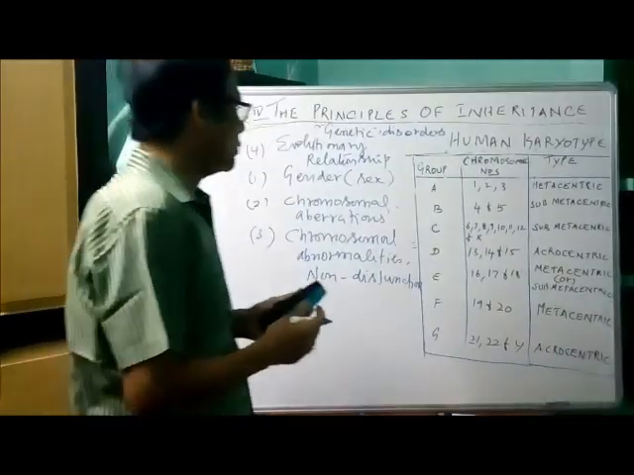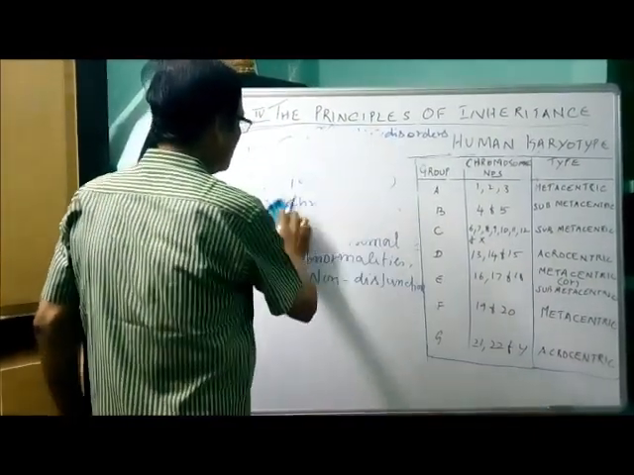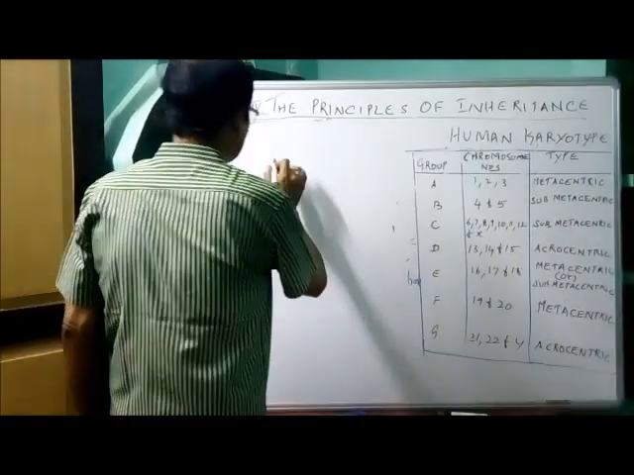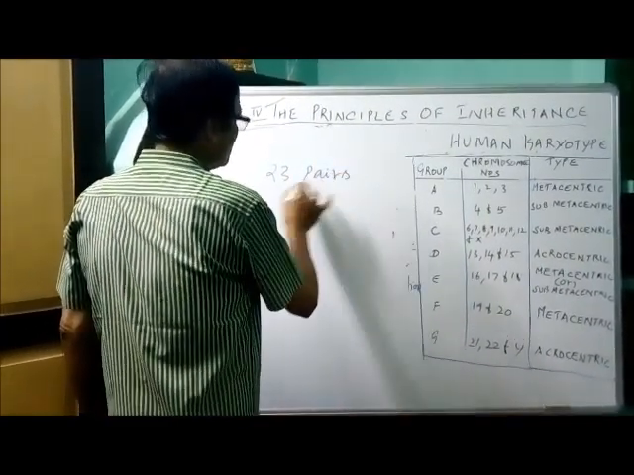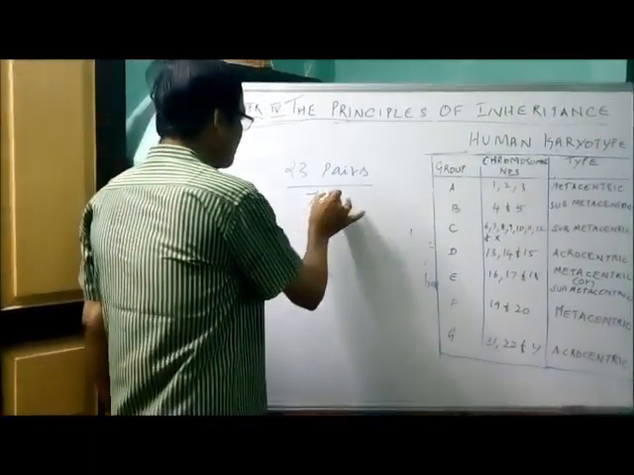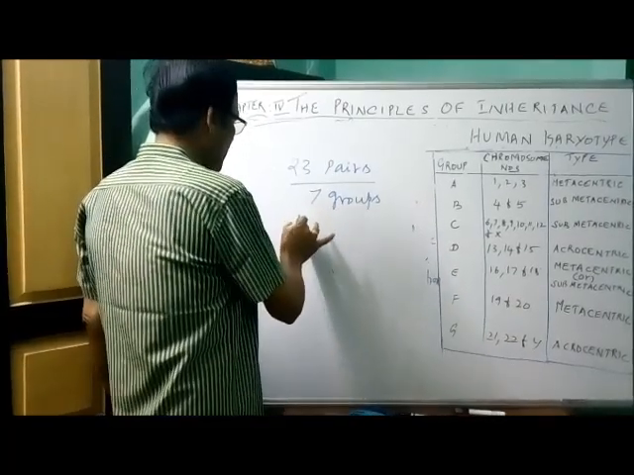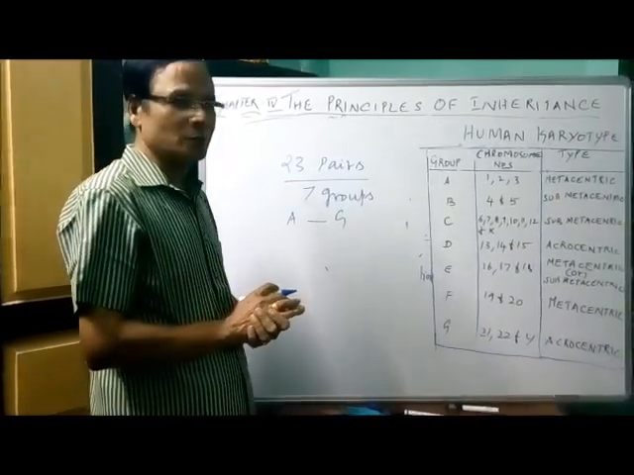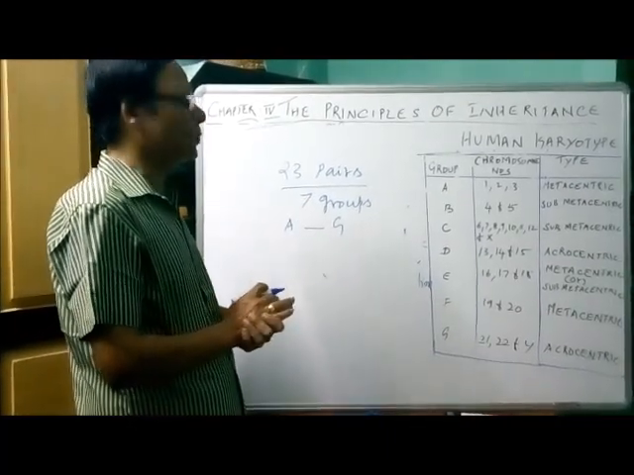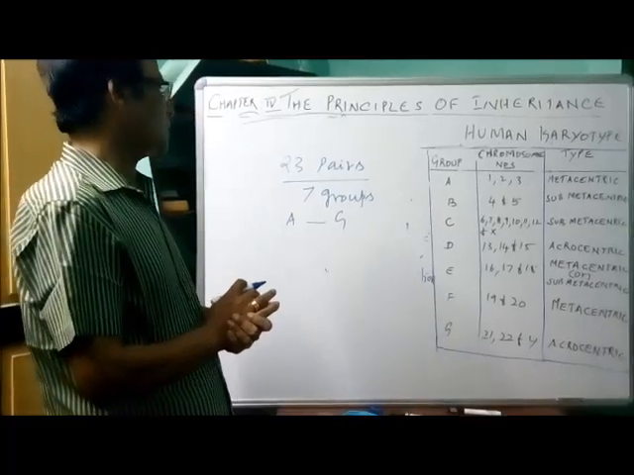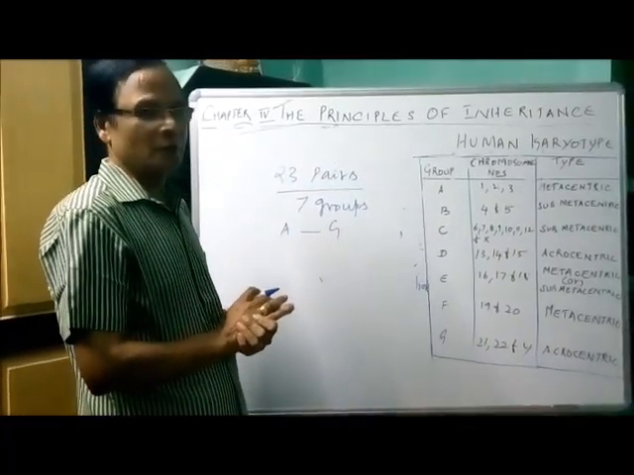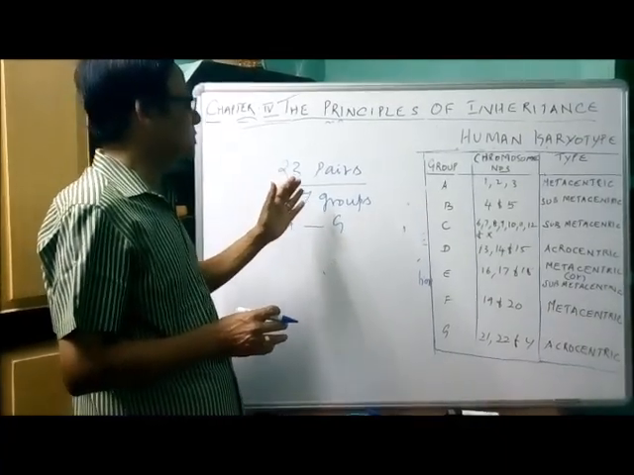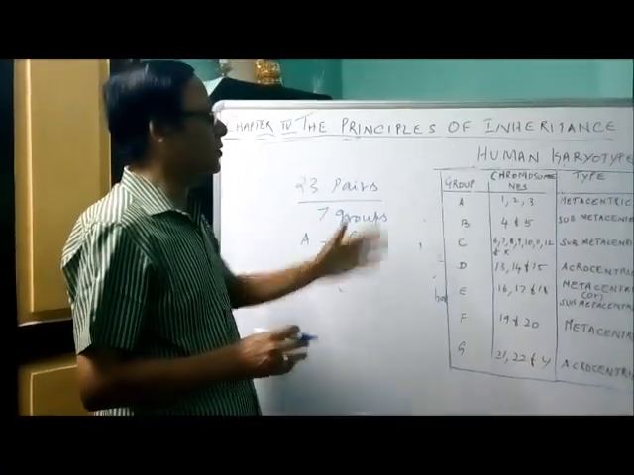Now in humans, we have 23 pairs of chromosomes. These 23 pairs of chromosomes are grouped under 7 groups, that is from A to G. In our body, in somatic cells, 23 pairs of chromosomes are present. These chromosomes are grouped under 7 groups based on the position of the centromere and also the relative length of the arms, whether the two arms of the chromosome are equal or unequal.